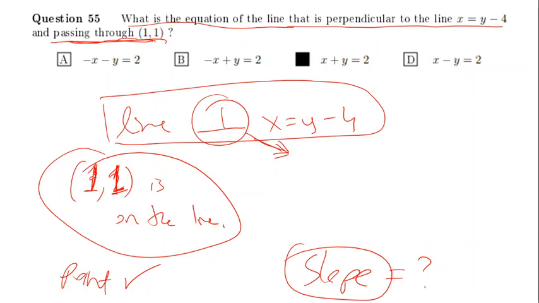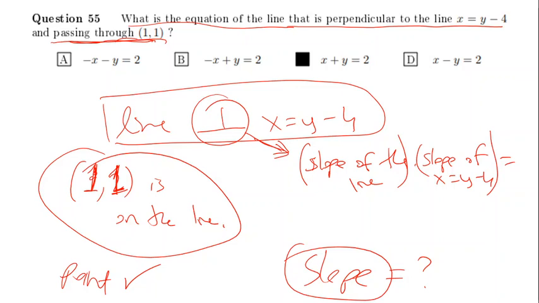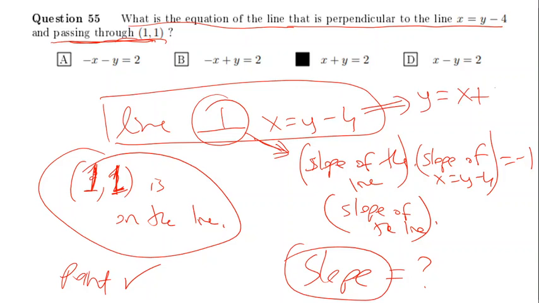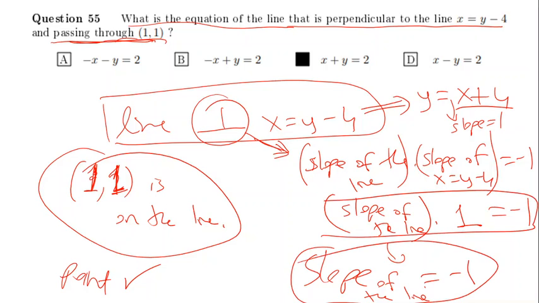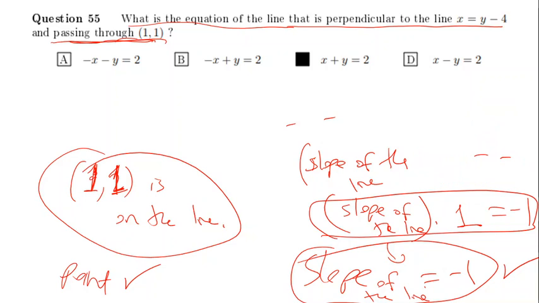Perpendicular means the slope of the line times the slope of x equal to y minus 4 is equal to minus 1. So then the slope of the line should be times what is the slope here. You can get the slope by isolating y, so it will be y equals x plus 4, so the slope here is 1. So you say slope of the line times 1 is equal to minus 1. So the slope of the line should be equal to minus 1 because of here. Then we know the slope, we know the point, then the rest is easy to do.